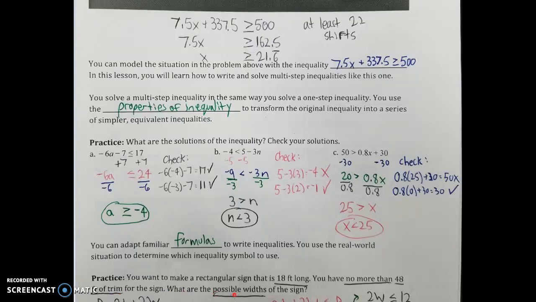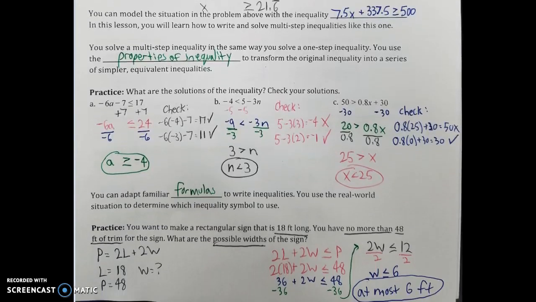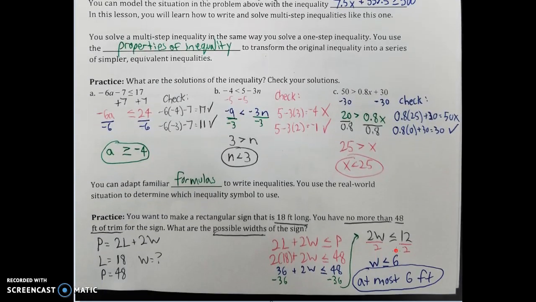So if you're thinking trim on a sign, trim would be the parts around the outside. If we're describing the part around the outside of a sign, that's going to be perimeter. So I wrote my perimeter formula down. It's twice the length plus twice the width.